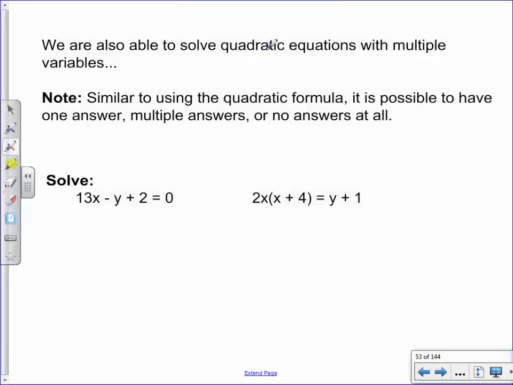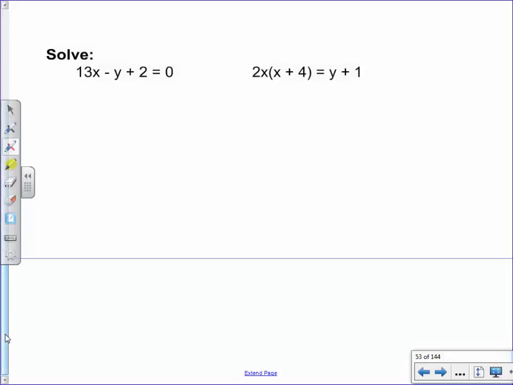We can solve quadratics with multiple variables. Similarly, it is possible that you could have one answer, you could have 2 answers, you could have no answers. And we've got to deal with this for x's and for y's. So here's where we're starting. Any suggestions? How can I solve this? Substitution, elimination? How do we judge substitution?